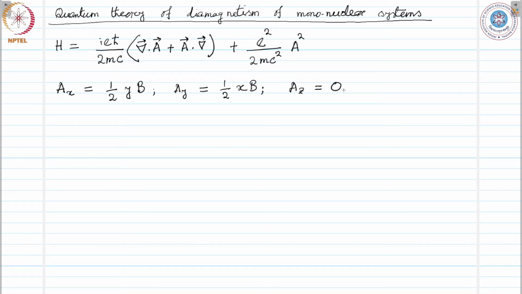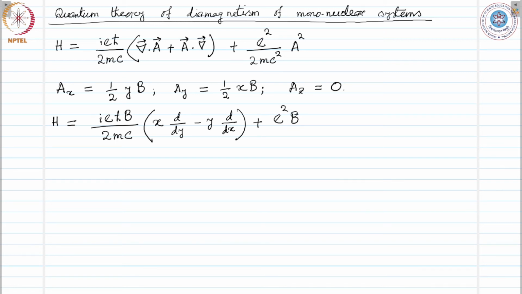And with this, the Hamiltonian that we wrote earlier can be expressed as i e h-bar times B, the magnitude of the magnetic field, over 2 m c, times x d/dy minus y d/dx, plus e squared B squared over 8 m c squared times x squared plus y squared.